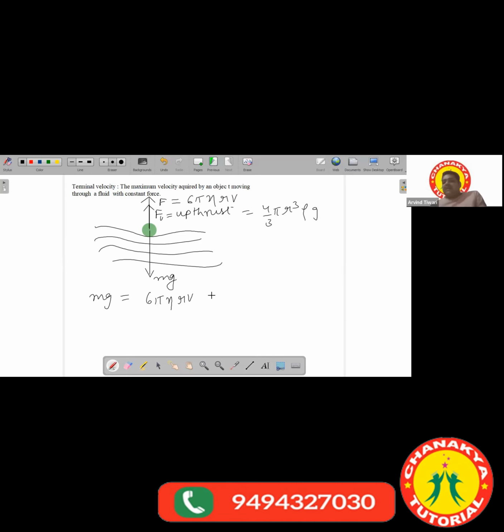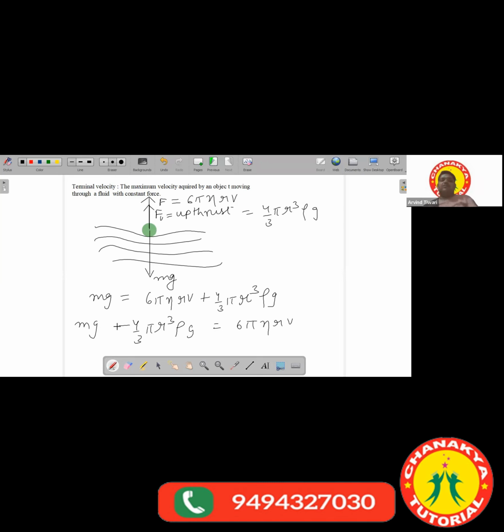Okay, so 6 pi eta rv plus 4 by 3 pi r cube rho g. Now, if you want to find the terminal velocity, you take this to this side, and you get mg minus 4 by 3 pi r cube rho g should be equal to 6 pi eta rv. Now see, m is the mass of this solid. So the mass of the solid can be written as the volume of the solid multiplied by its density.